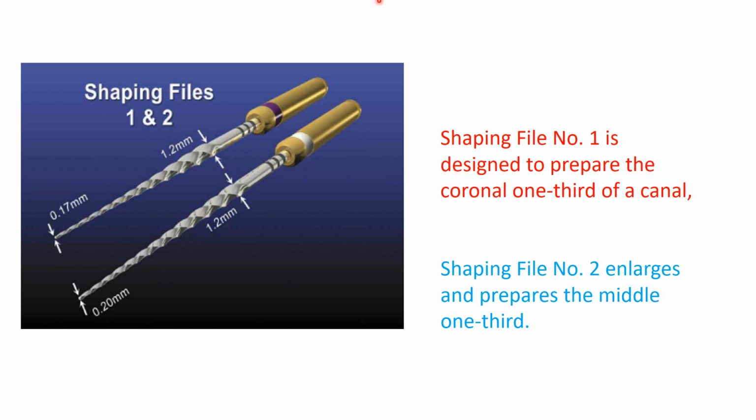That means S1 has a larger taper. See, the increasing taper is at this region, that means in the coronal area. That is why it contacts the dentinal wall and cuts the dentinal wall. So it is generally used for the preparation of the coronal third. And S2 has a large amount of taper in the middle third also. That means it prepares the coronal as well as the middle third.